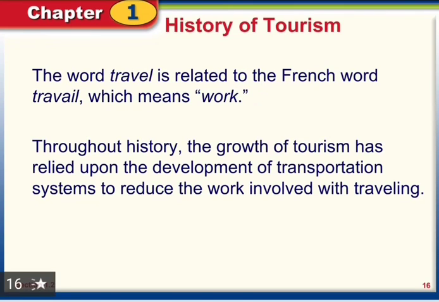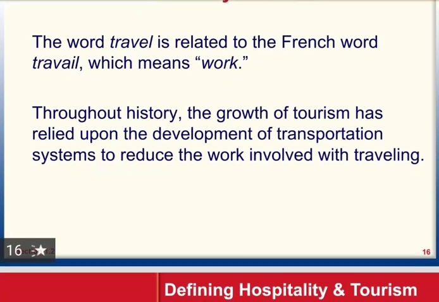If we talk about the history of tourism, the word travel is related to the French word travail, which means walk. Throughout history, the growth of tourism has relied upon the development of transportation systems to reduce the work involved with traveling. So people basically used to travel for some work. They have to move from one location to another, and it is related to work. So tourism basically started with traveling for some work.